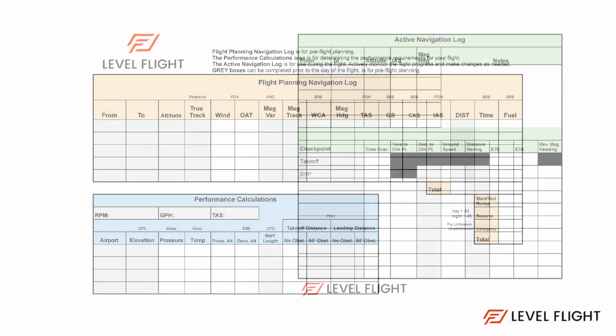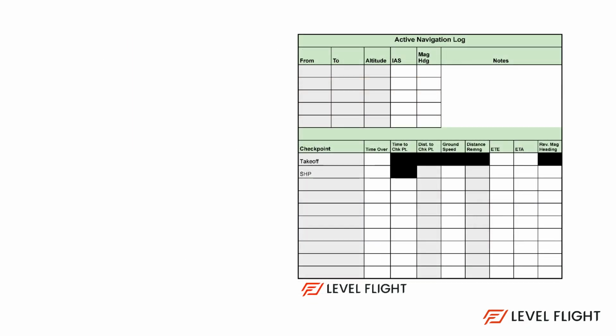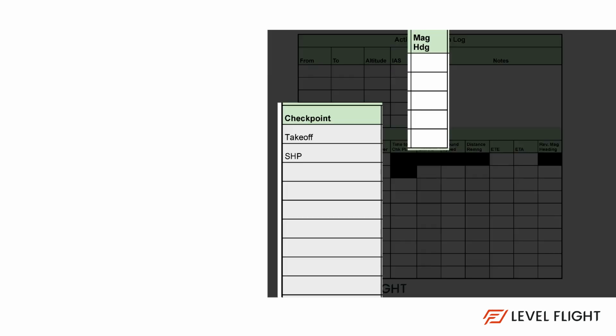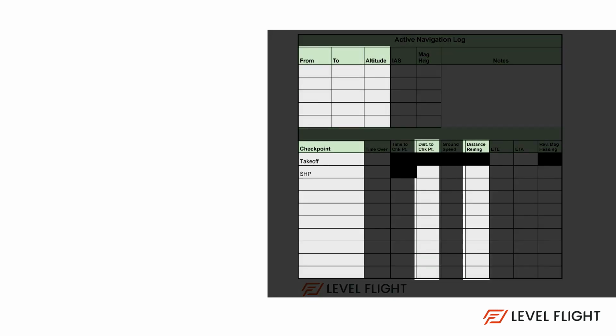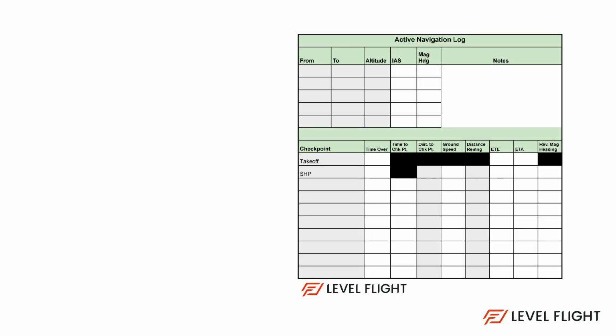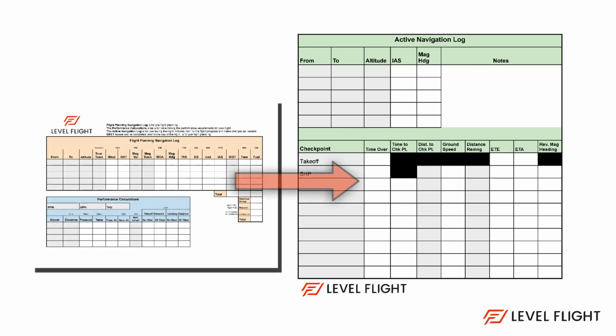Finally, we move to the active navigation log section. This section is used while in flight to keep track of the headings you will need to fly and the position checkpoints you have selected along your route. The gray sections will be completed the day before. Other boxes will be completed just prior to the flight. They will be transcribed from the flight planning navlog.